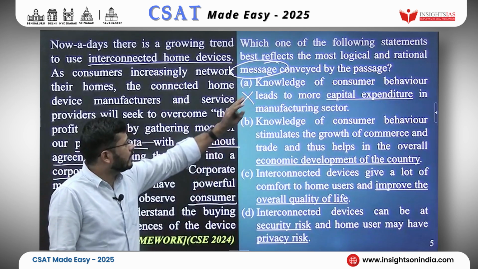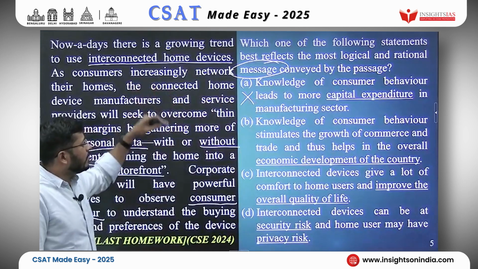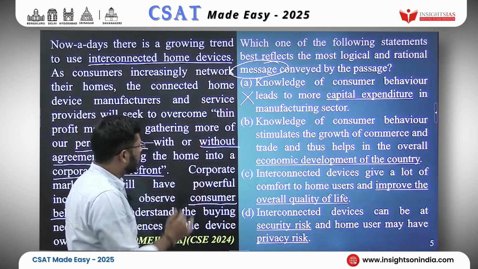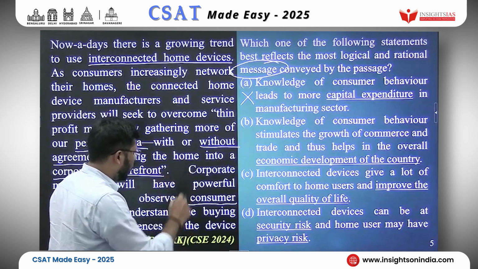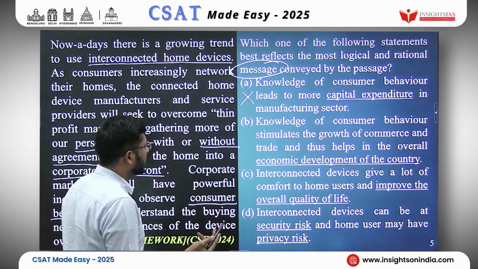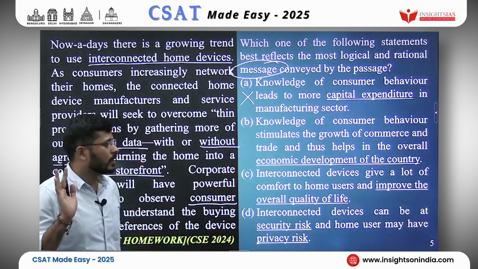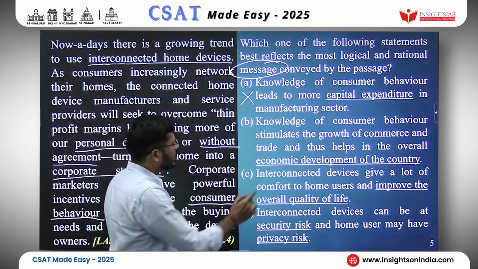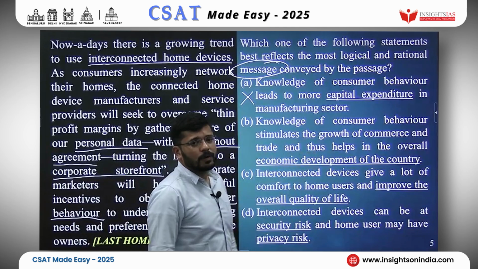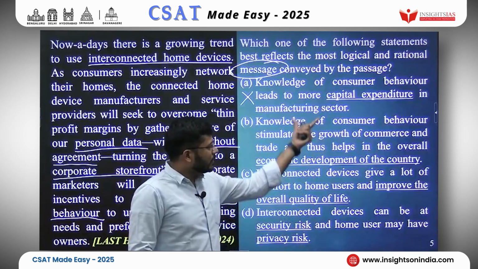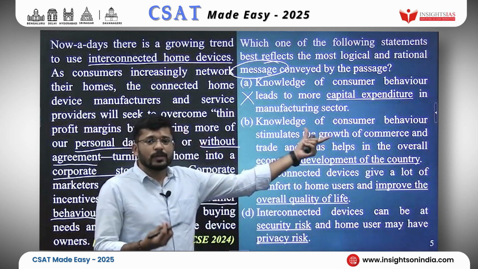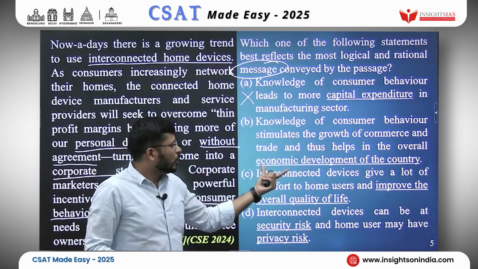So option A is not in agreement with the context of the passage at all. We will eliminate option A. Look at option B. Knowledge of consumer behavior stimulates the growth of commerce and trade and thus helps in the overall economic development of the country. This option is telling that knowledge of consumer behavior is good for the economic development of the country. So what tone does option B express? It expresses a tone as though knowledge of consumer behavior to the corporates is good for the economic development of the country.